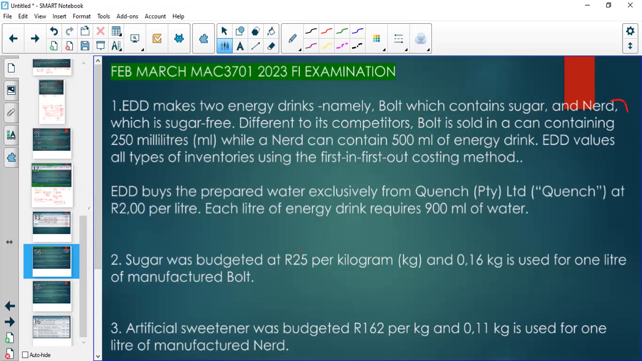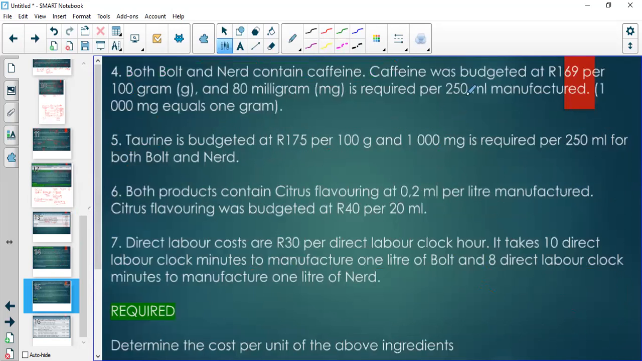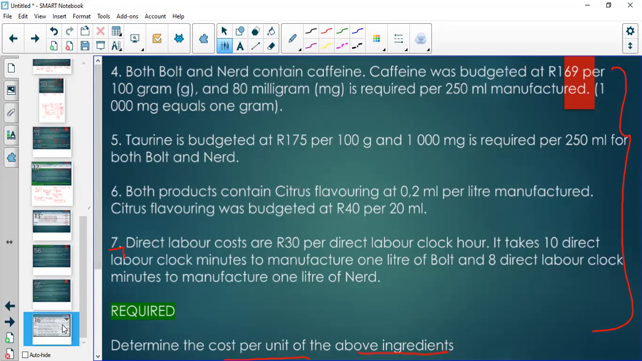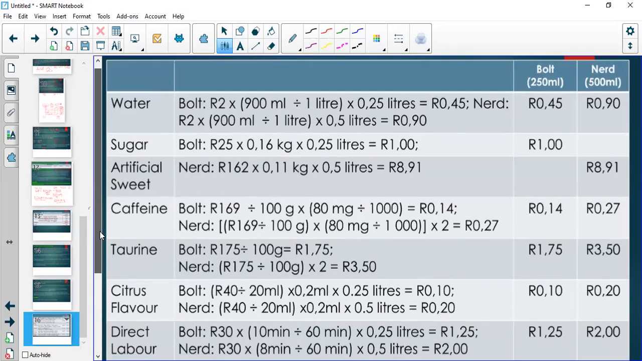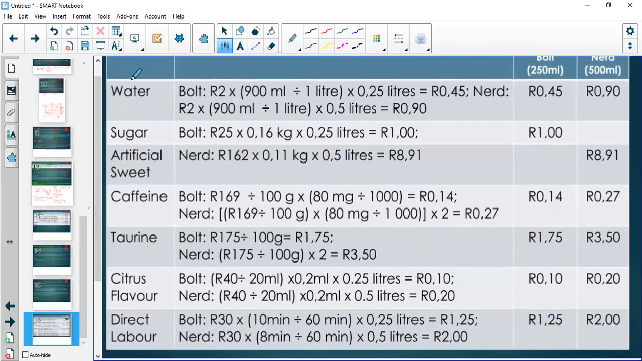So have a look at this. See if you can manipulate that. There's the rest of them all. And then we need to determine the cost per unit of the above ingredients, including direct labor. So here's your answer, right? Go to it after your calculations to see if you can get the same answer, and keep on trying over and over, like we did. We got this one, we also got this one for you. You can do the rest by yourself.